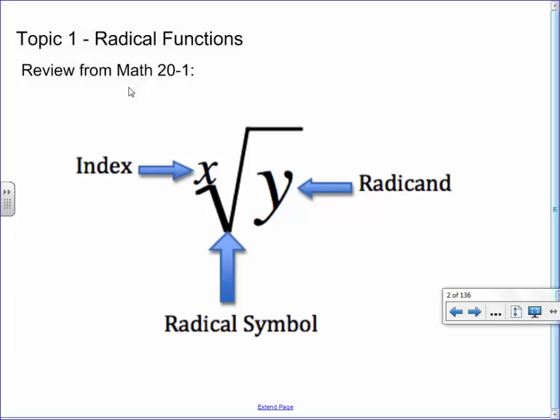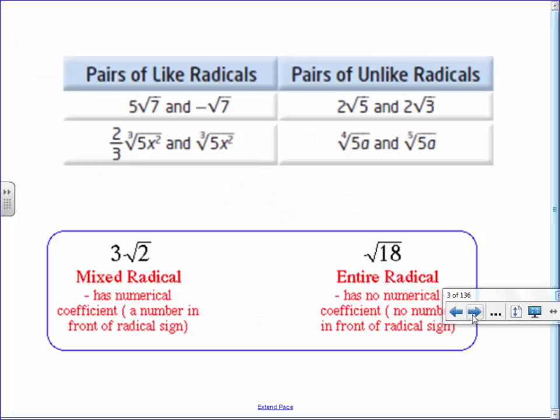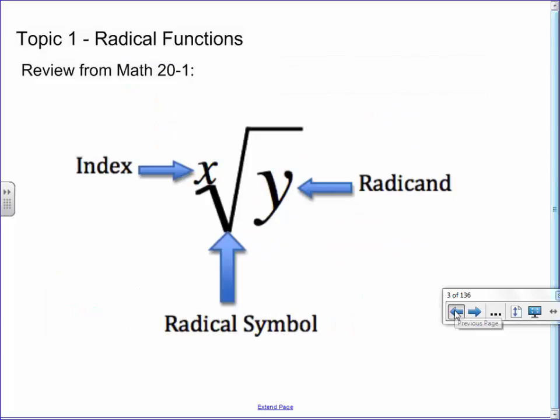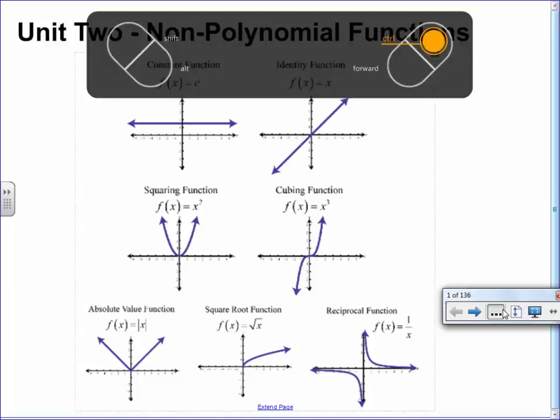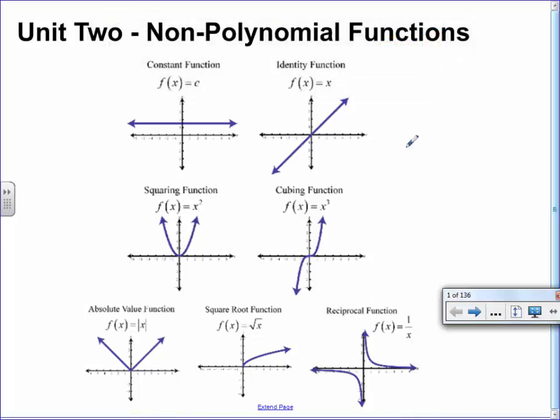So for each of these 4 sections, if you want to write down the main things we're going to cover, where's my intro slide for this? Here's my intro slide. The intro slide just talks about some of the various functions that we've learned about. If you want to add to this, we're going to do radicals.